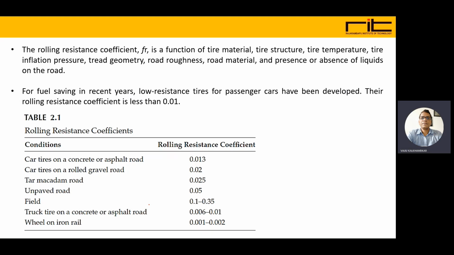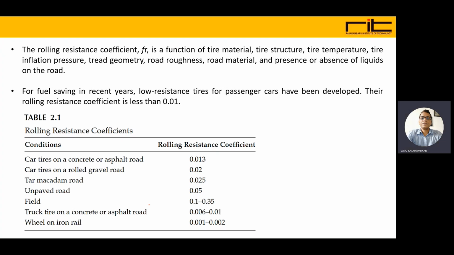The rolling resistance coefficient fr is a function of the tire material, tire structure, tire temperature, tire inflation pressure, tire geometry, road roughness, road material, and presence or absence of liquid on the road. So various conditions will decide the rolling resistance coefficient. For fuel saving in recent years, low resistance tires for passenger cars have been developed. Their rolling resistance coefficient is less than 0.01.